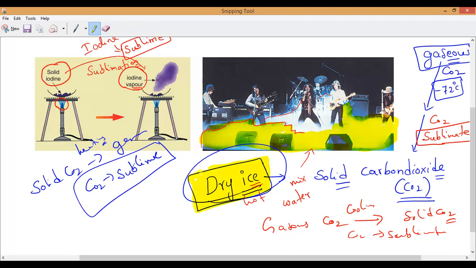Understand? Yes, sir. Please respond. Why am I calling it sublime? Why can't I call it sublimate? Anyone?